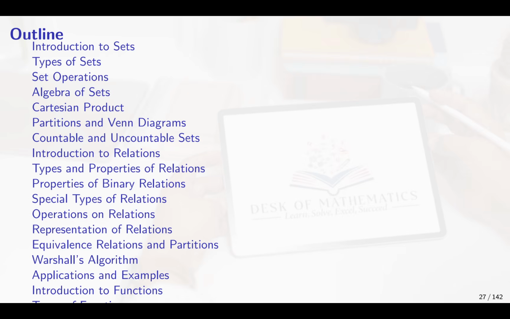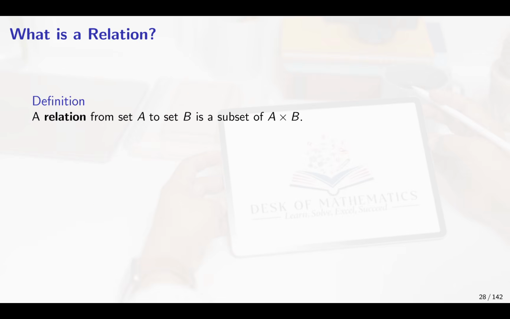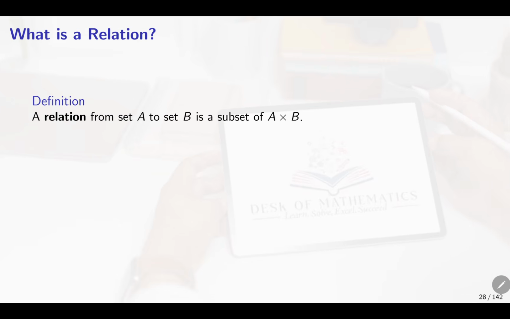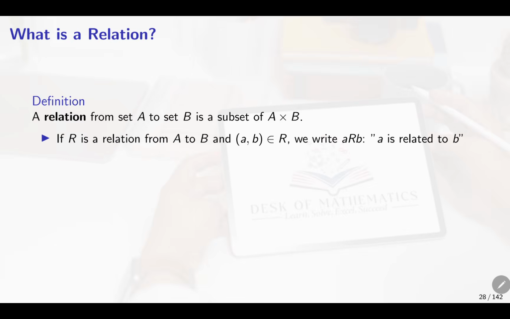Okay, now move to the relation. The relation topic is very important. In the relation, we said a relation from a set A to a set B is a subset of A cross B. If we have a subset of A cross B, we say that is a relation from a set A to a set B. If R is a relation from A to B, then we say a is related to b, and write (a, b) belongs to R. So that is a is related to b.